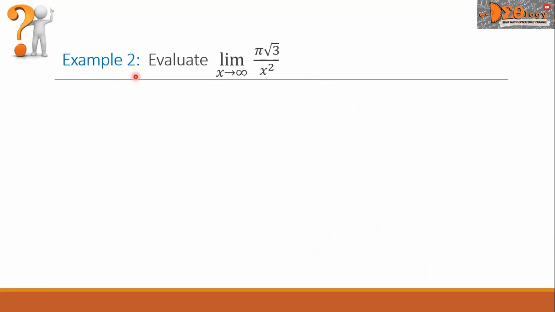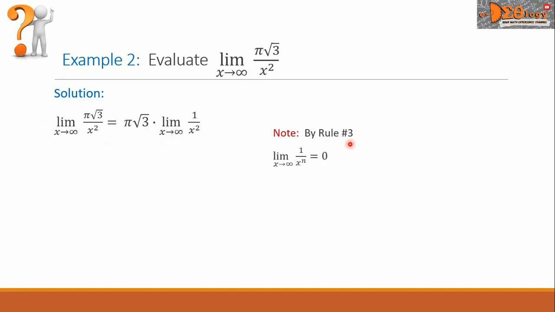Let us see this example 2. Evaluate the limit of the function pi square root of 3 all over x squared as x approaches infinity. For our solution, let us write again our problem. And then let us take note that our numerator here is a constant. By limit law, we can take this constant away while taking the limit of the function 1 over x squared. As you see here, we write pi square root of 3 multiplied by the limit of 1 over x squared as x approaches infinity.